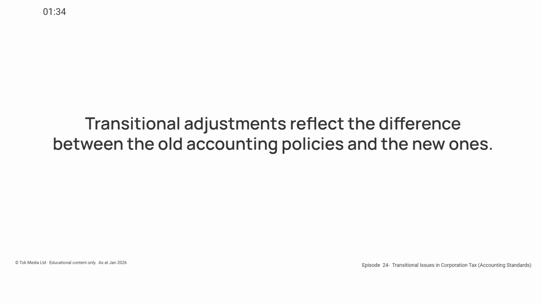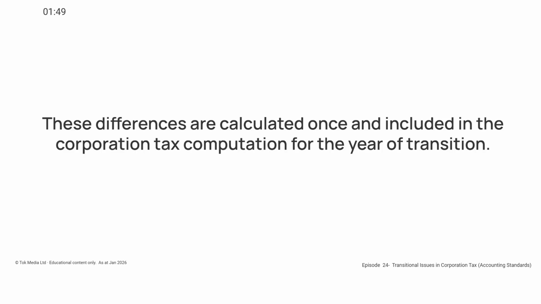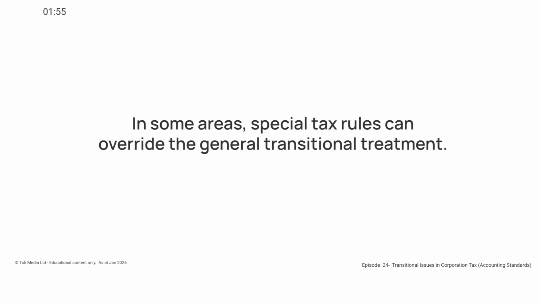Transitional adjustments reflect the difference between the old accounting policies and the new ones. They represent amounts that would have affected taxable profits in earlier periods if the new policies had applied at the time. These differences are calculated once and included in the corporation tax computation for the year of transition. In some areas, special tax rules can override the general transitional treatment.